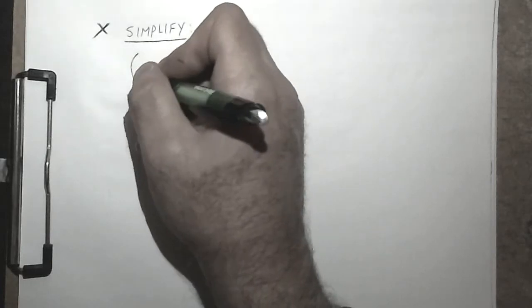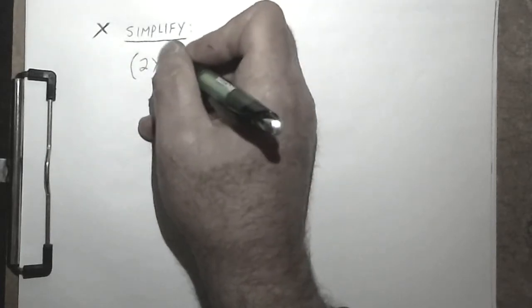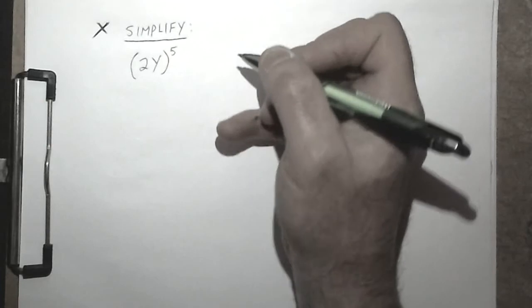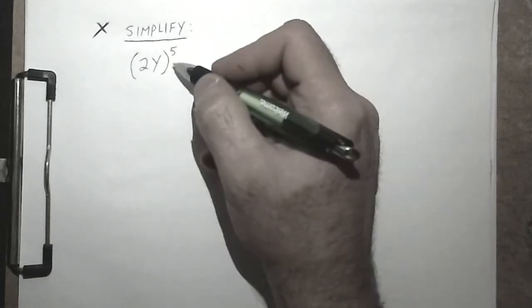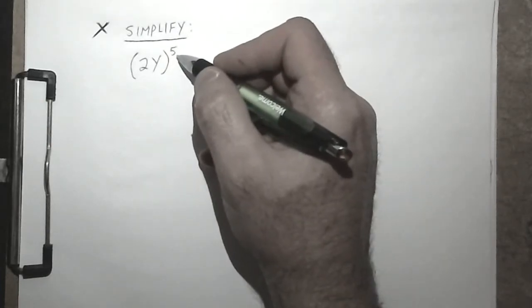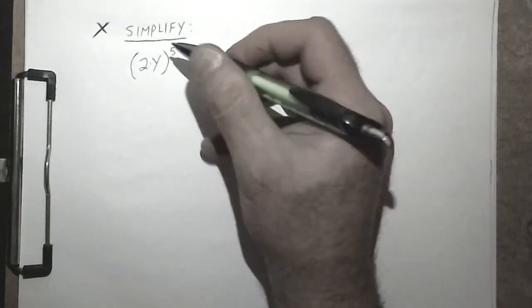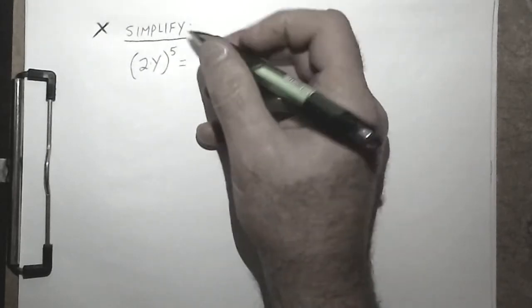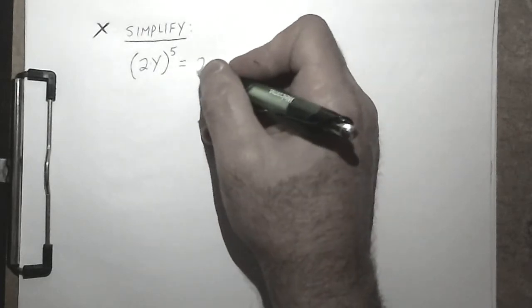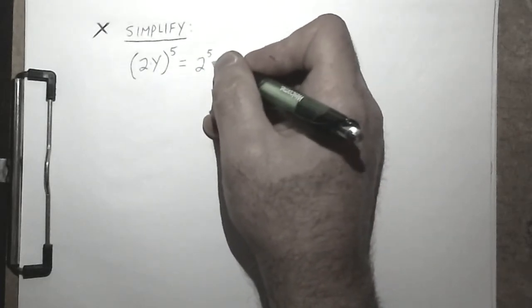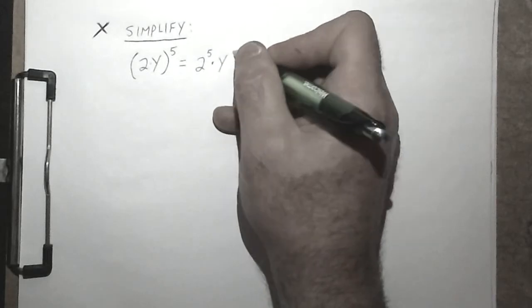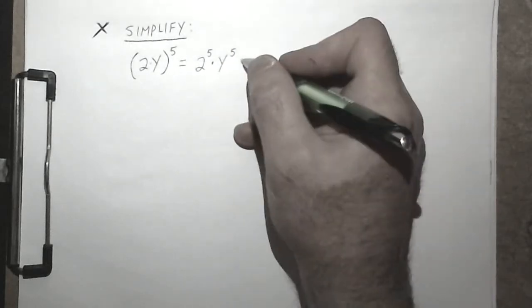All right, the first one we're going to look at is 2y raised to the fifth power. We're going to simplify this. Now everything inside the parentheses is subject to this fifth power outside the parentheses. So that means the 2 and also the factor of y. So the 2 inside the parentheses must be raised to the fifth power times the y inside the parentheses must be raised to the fifth power.